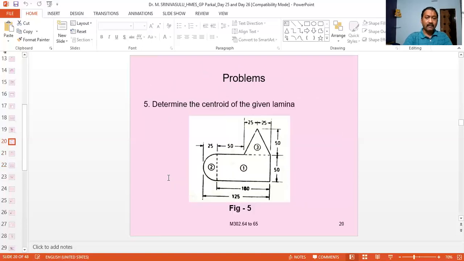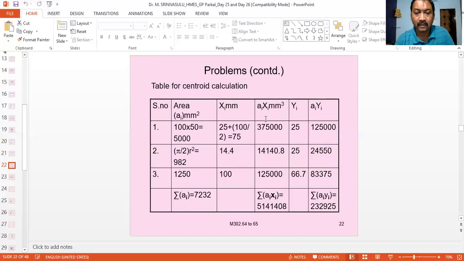Now the term x3. It is symmetrical about this y-axis here, so at the midpoint it is lying. So what is the distance? 25 plus 25 plus 25, so total is 100. The x3 is equal to 100, and the term a3 into x3 is equal to 125,000.